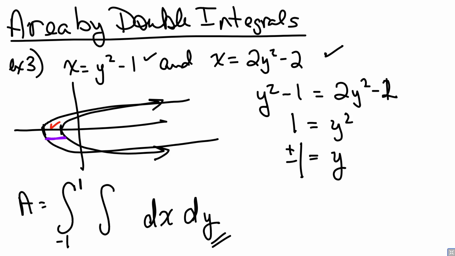Okay, so based on the graph, what function is on the left? x is equal to 2y squared minus 2. Right, so 2y squared minus 2 goes here. And then what function is on the right? y squared minus 1. And that would be the upper limit. Okay, any questions there?